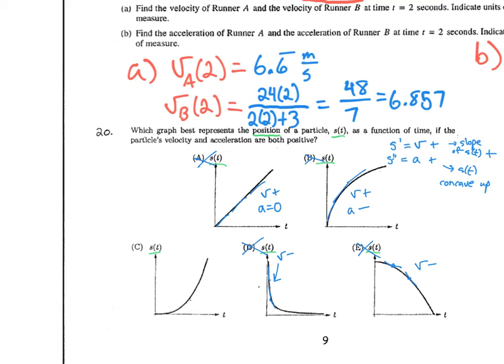So that leaves C. C is where the velocity, or the slopes of position, are positive, and we see that the velocity is increasing as you go from left to right. The slopes are increasing. We see the graph is concave up, so this means that the acceleration is positive as well.